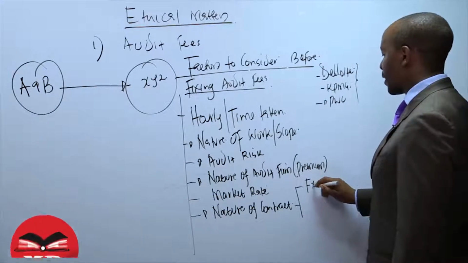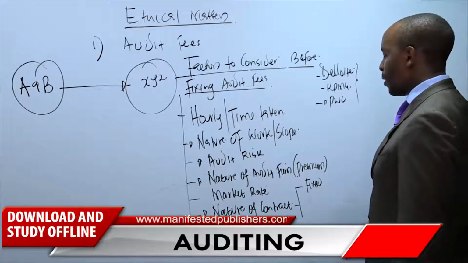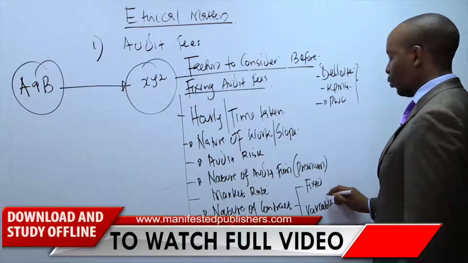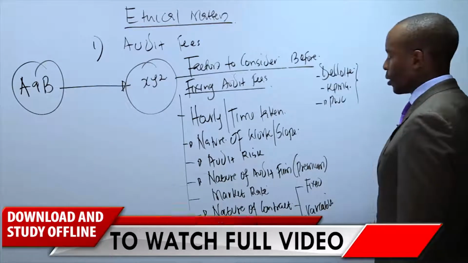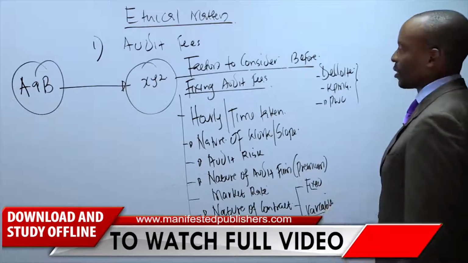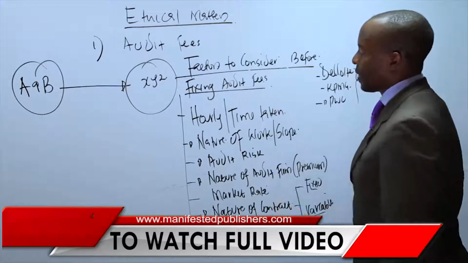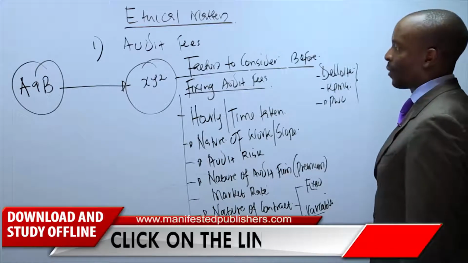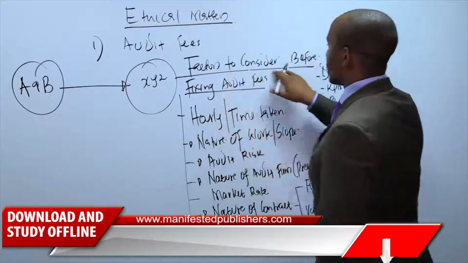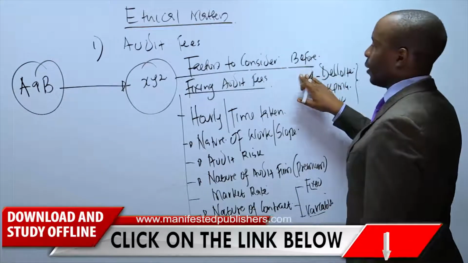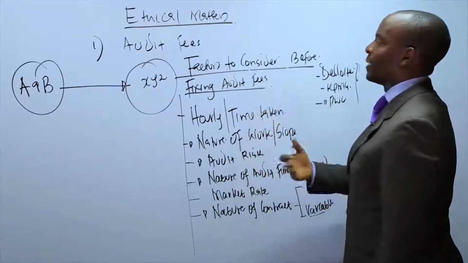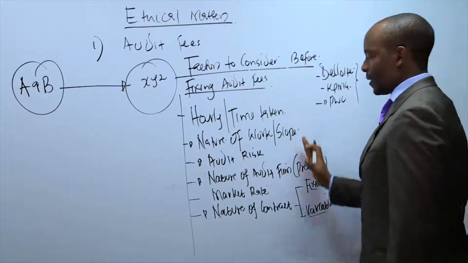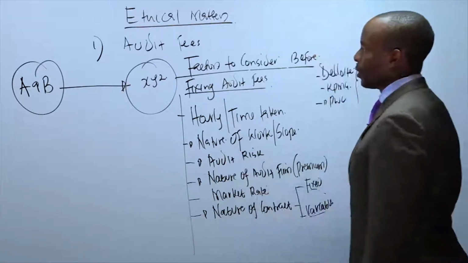I'm going to charge this client this fixed amount of money. Or you can say, I'm going to charge this client this variable amount of money. So you can decide whether you're going to use a contract that is fixed or a contract that is variable, meaning that the rate is going to be varying maybe with the nature of the work or with other factors that you have considered in that particular case. So this is what we call factors to consider when fixing the audit fee, or factors influencing the audit fee. The factors that are going to guide you before you go ahead and fix the audit fee.